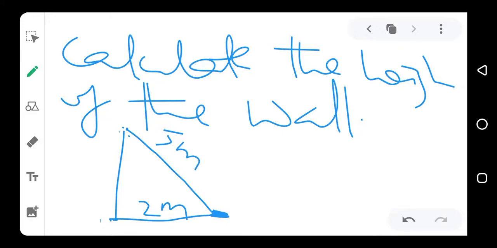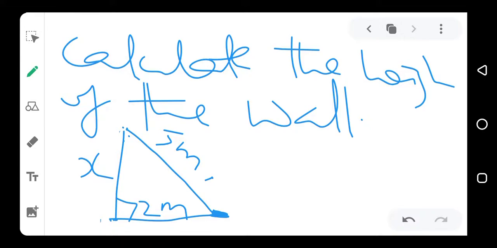Now we are asked to calculate the height of the house. Let's call it x. Now we know that the house and the floor are perpendicular to each other. That means that we have something like this. And now we can say that this side is the hypotenuse.